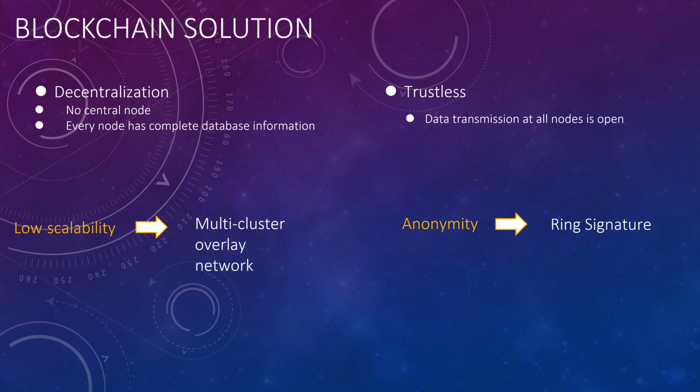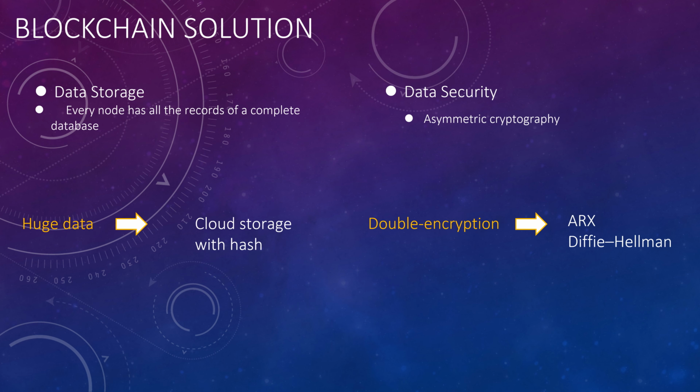Second is trustless. In the blockchain network, data transmission at all nodes is open. However, for medical data, privacy is the leading concern. In our model, we use ring signature to make sure that no one knows from whom the signature comes except the signer himself. Third is data storage. In a practical medical IoT network, it's not feasible to store such a huge database on the blockchain. Therefore, we use cloud to store big data and use a hash function for access control.